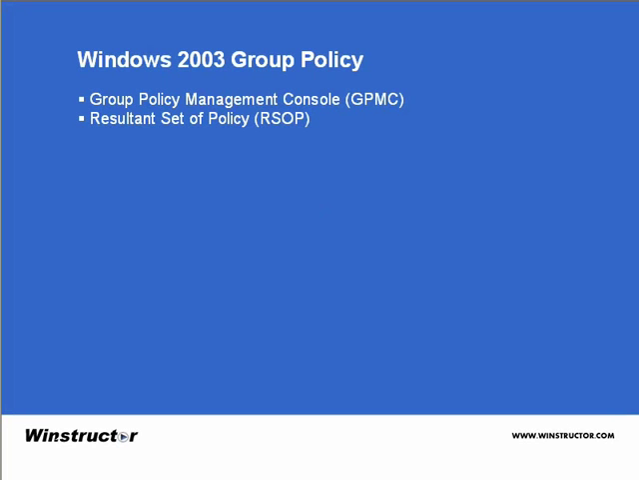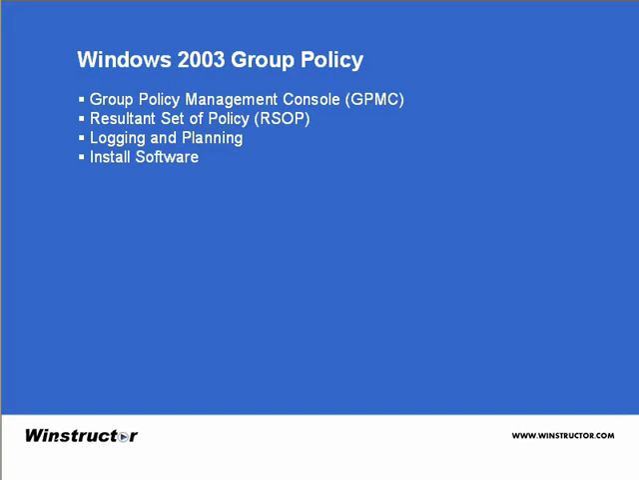Now, Windows 2003 addresses this problem by providing the resultant set of policy, or RSOP. Now, this enables you to select a particular user and find out exactly what the end result of a user having these policies will be. Also in Windows 2003, we can use logging and planning modes to test and simulate the effects of group policy application on users and computers in our environment.